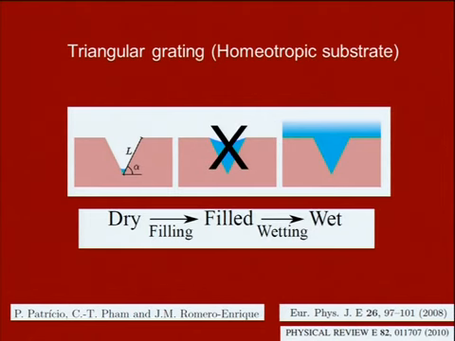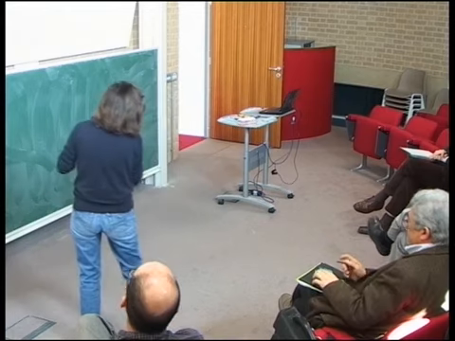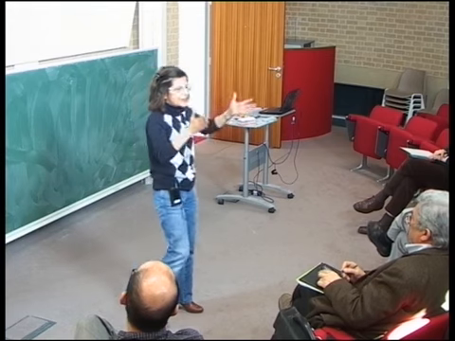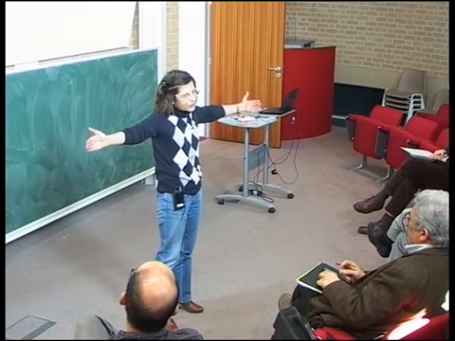For this triangular grating, you don't have filling transitions, but you don't have them for the simple fluids either. So in a way, this triangular grating. Excuse me, could you give an idea of the size of the grating? Yes. I'm going to show you phase diagrams. The size is between 10 and 100 xi.